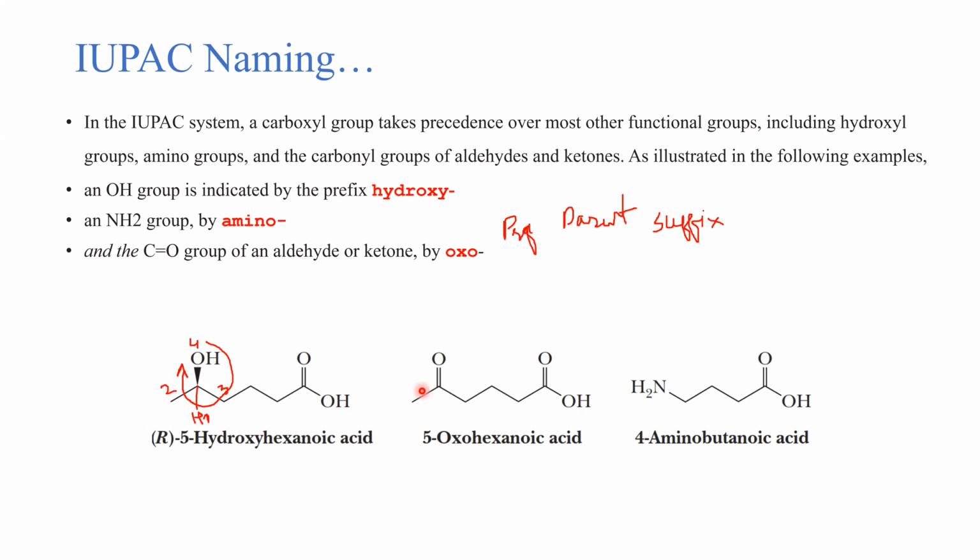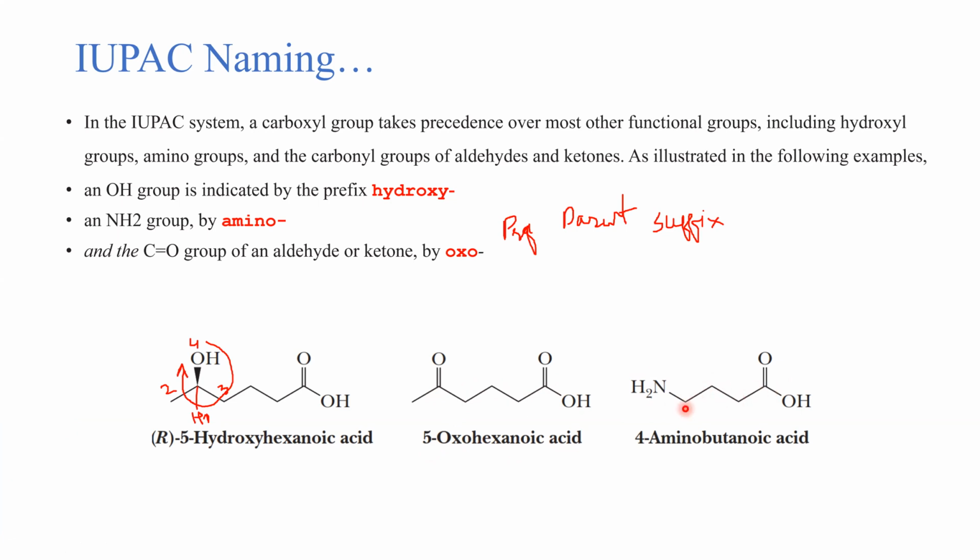So now the next one is with the carbonyl. For the carbonyl, again, this is 1, 2, 3, 4, 5, fifth position. This is a carbonyl, so we will write this oxygen as an oxo. So 5-oxohexanoic acid.